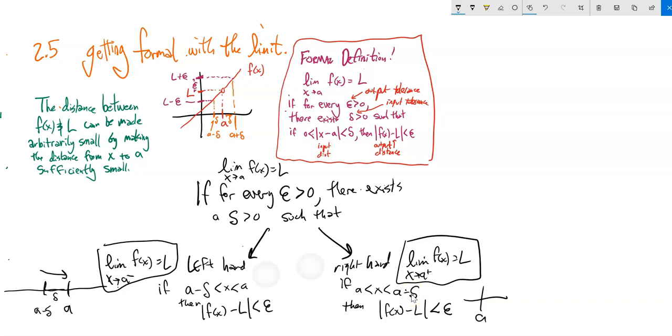Sorry. We're getting it from this side, a plus delta. We're only getting at it from the right-hand side. Just a more formal definition.